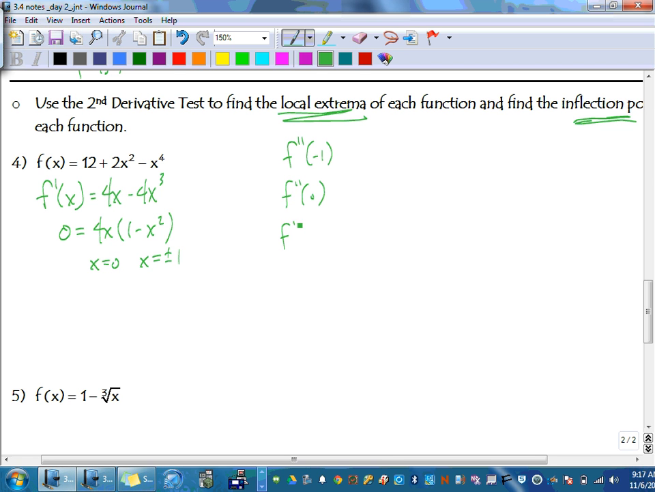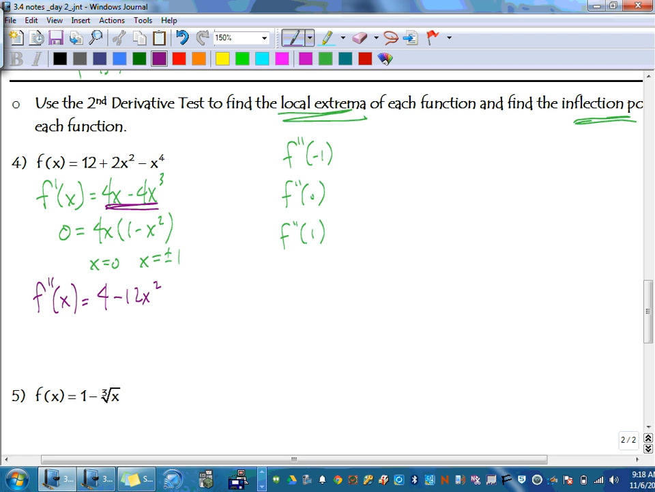Because that second derivative is going to tell us if it's concave up or concave down. If it's concave up, then our point's going to be a minimum. It's going to be at the bottom of that concave up shape. And if it's concave down, it's going to be a maximum. So now we need our second derivative. I'm going to take the derivative of our first derivative, and we get 4 minus 12x squared.